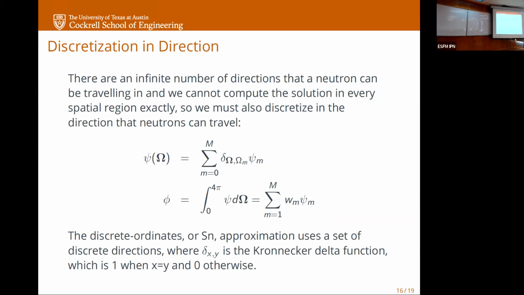So we do a similar thing in the direction that neutrons are traveling. Actually, let me take a break. Questions? What questions do y'all have?